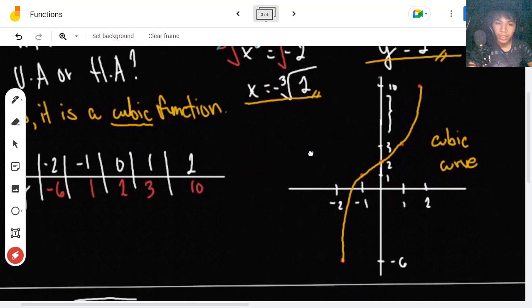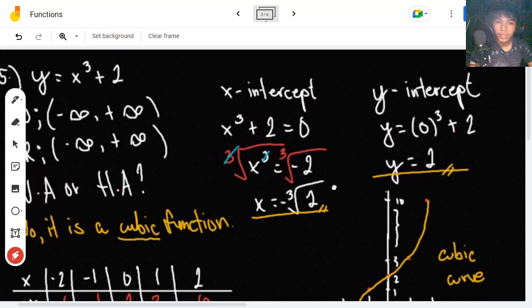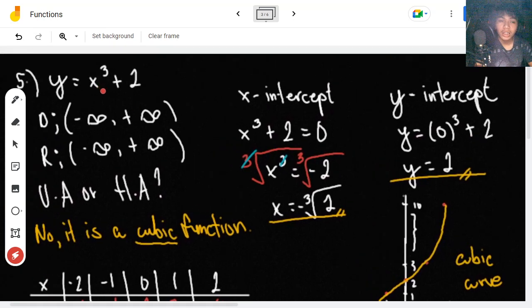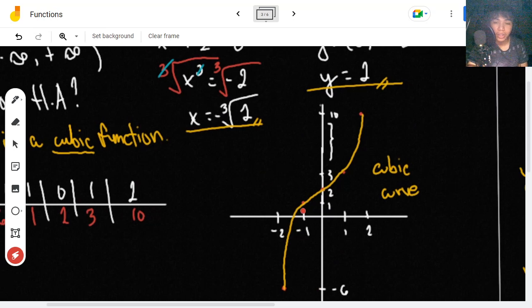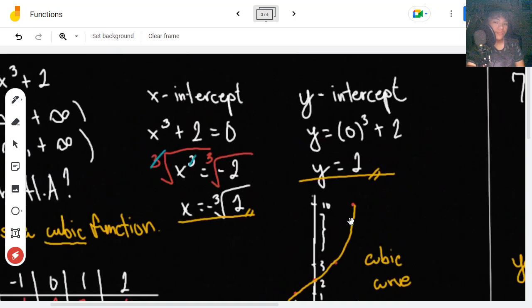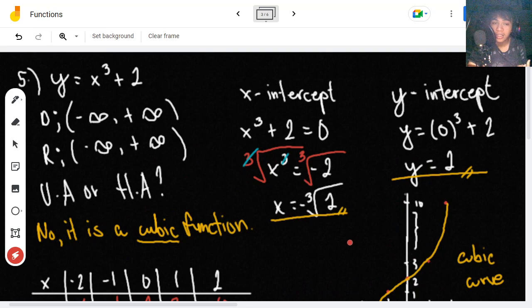So when x is negative 2, that will be negative 8 plus 2, negative 6, right? When x is negative 1, it will be 1, 0 will be 2, when it is 1, it will be 3, and so on. So when we plot these points, these are the points right here, and we trace them, you would have what you call a cubic curve. And that is how cubic functions look like.